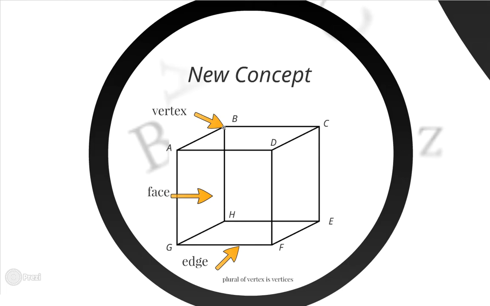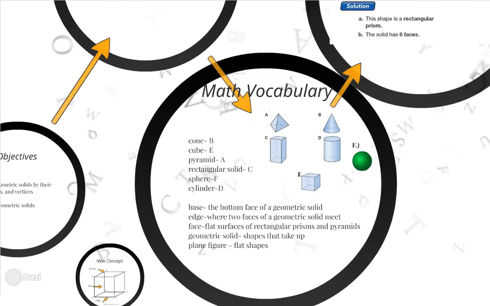And then the lines are also parallel, so the edges become parallel. AB is parallel to DC, but then AD is also perpendicular and makes right angles to these lines here. So DC is perpendicular to AD, and as well as AB is perpendicular to AD. All right, let's go ahead and move on.